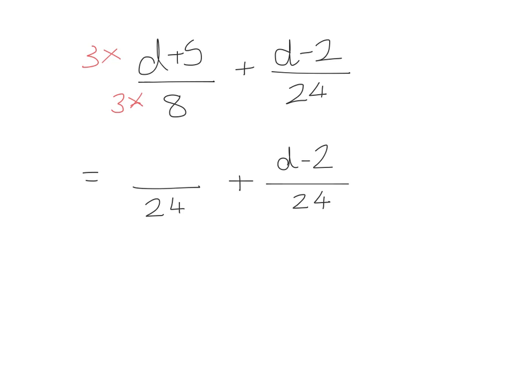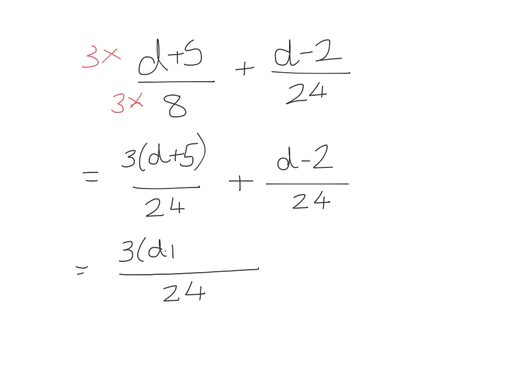And what on the top I'm going to have is 3 times d plus 5. And how I write that is 3 is multiplying d plus 5 altogether. 3 isn't just multiplying the d, it isn't multiplying the 5, it's multiplying the full d plus 5. I have now the case where I have got two things over 24, so I can combine them. I'm just going to rewrite my top line, so 3 bracket d plus 5 and then plus d take away 2.